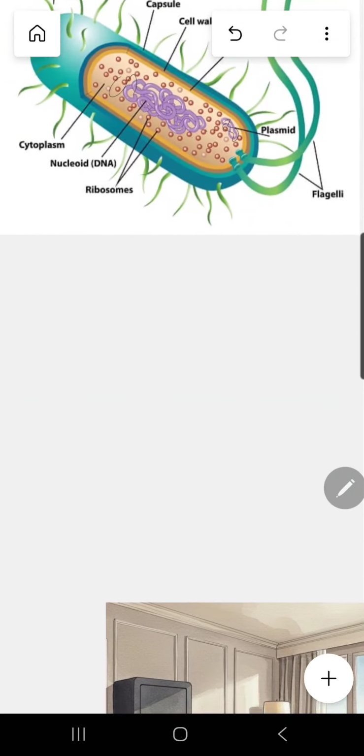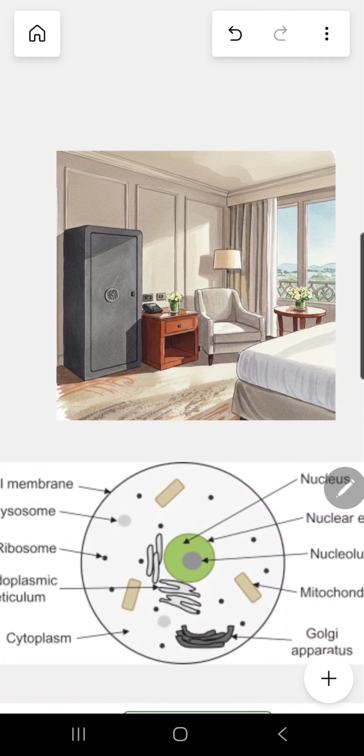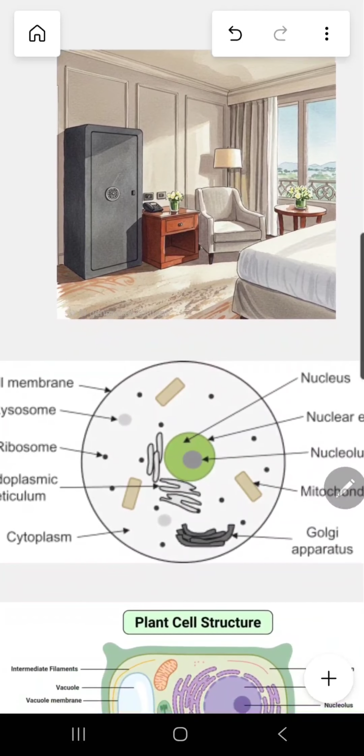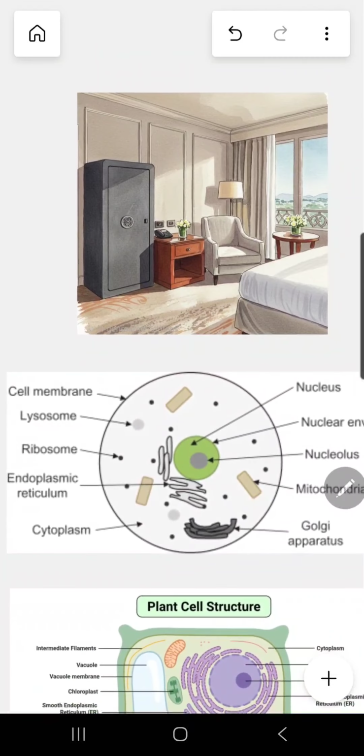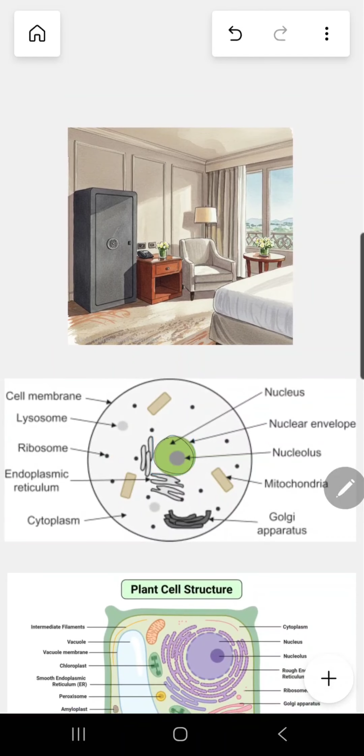Now let's move to eukaryotic cells, which is comparable to a five-star luxury living. So eukaryotes can be animal cells or plant cells. Here you can see that they have a defined nucleus in their center, and the DNA information is preserved in this nucleus. They also have specialized organelles, as you can see, ribosomes, endoplasmic reticulum, lysosomes, and many others. Your DNA is safe inside the nucleus. It's not lying on the floor.